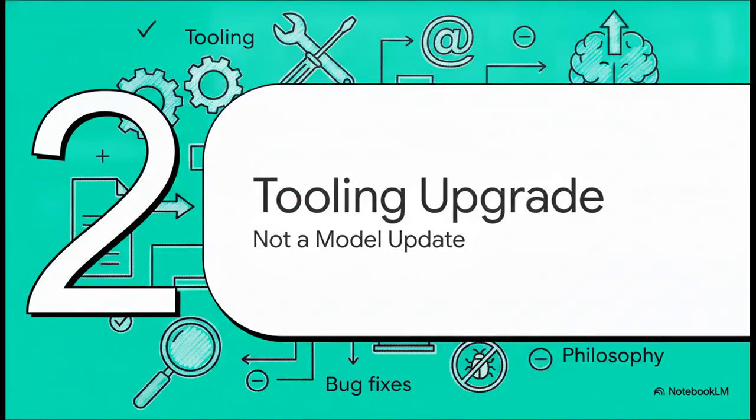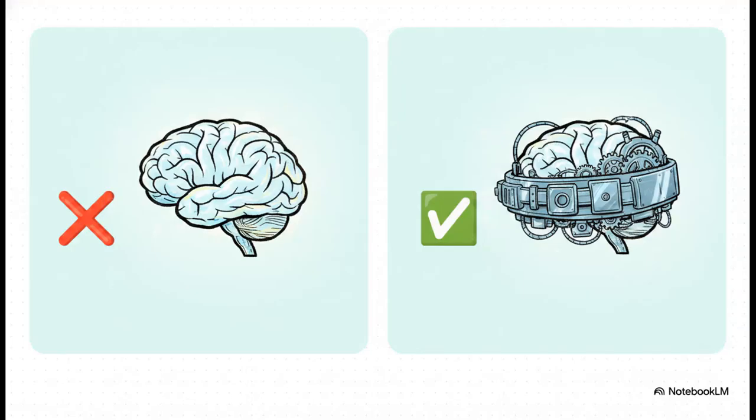Moving on to Section 2, Tooling Upgrade, not a model update. Conceptually, you have to realize this release is entirely focused on the tooling wrapper, not the underlying brain. So rather than rolling out some flashy new AI model, Anthropic recognized something super important. It's the tooling around the model that truly dictates your daily user experience. I mean, let's be real. A brilliant AI model is practically useless if the interface you use to access it is clunky, opaque, or just plain buggy. So let's look at exactly what they polished up.